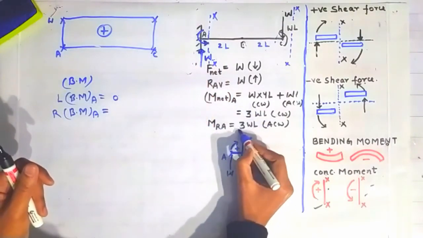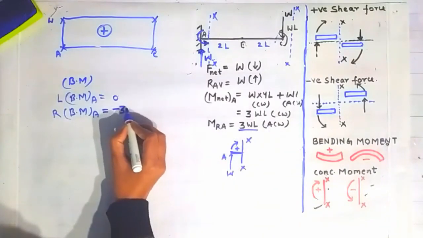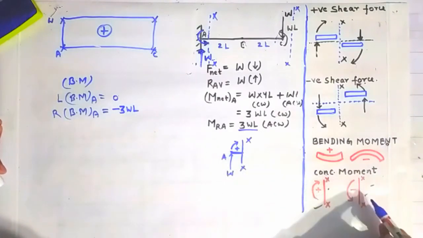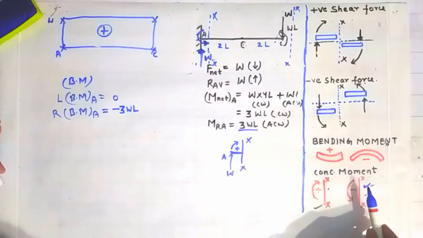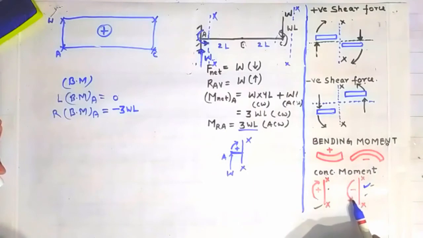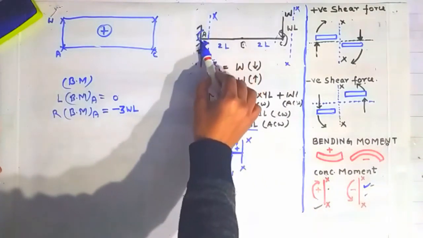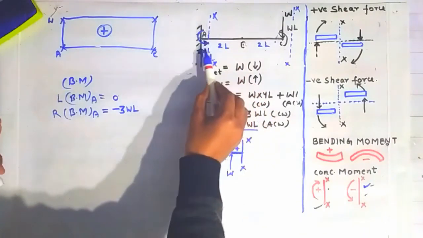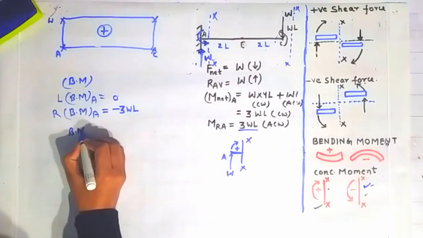Now the magnitude of this moment is how much? This much, 3WL, and going in the anti-clockwise direction, so it will be treated as minus 3WL. The minus sign is because of the sign convention. For a concentrated moment we take this sign convention: a moment lying on the LHS of a section and going in the anti-clockwise direction is treated as negative. Similarly, this moment is lying on the LHS of this section XX and going in the anti-clockwise direction, that's why it is taken as negative here. Now we will find the bending moment at the point C.